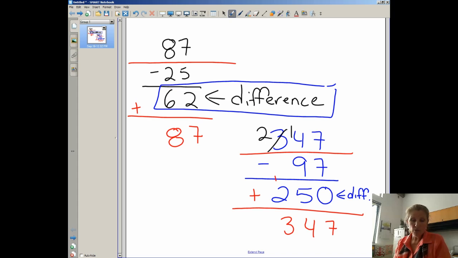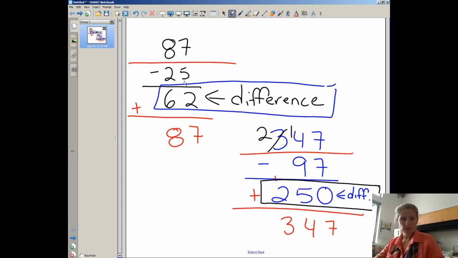And now what I'm going to do is I'm going to put a circle or a square around my answer so that it's more obvious that that was the answer to my problem, and below that was just the check. Okay, let's see if I can clear this screen, and we'll go on and do a few more.